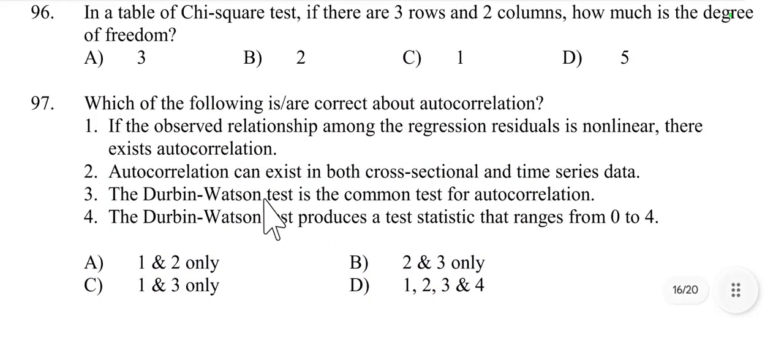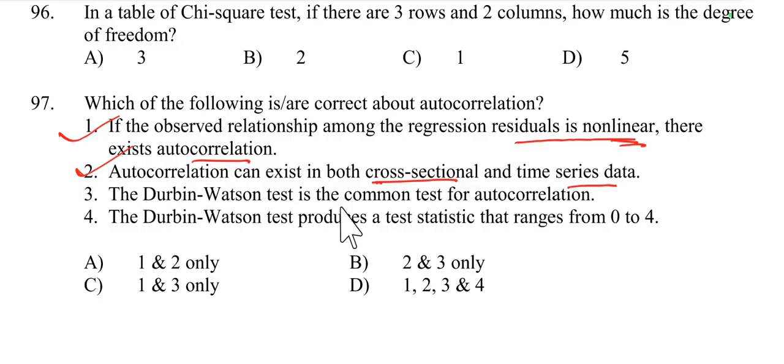Then come to question number 97. Which of the following is or are correct about autocorrelation? So you have to find out what are the correct statements about autocorrelation. First one is, if the observed relationship among the regression residuals is non-linear, then there exists autocorrelation. Yes, this is correct. Then, autocorrelation can exist in both cross-sectional and time series data. Yes, we can see autocorrelation exists in both cross-section and time series data.